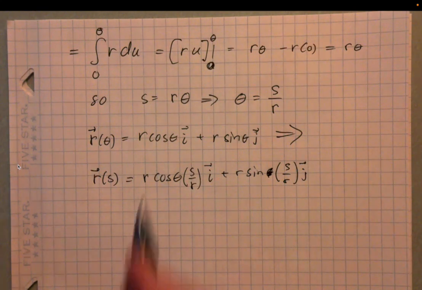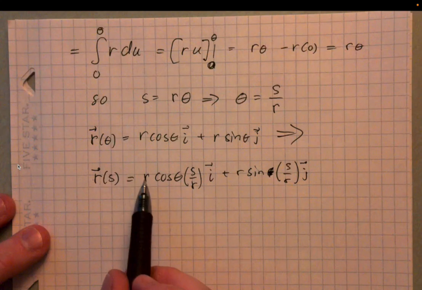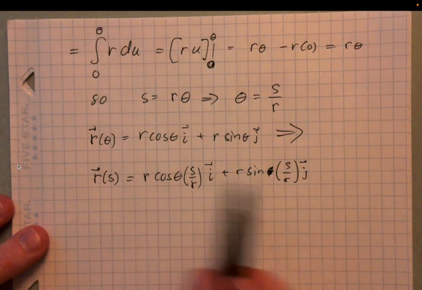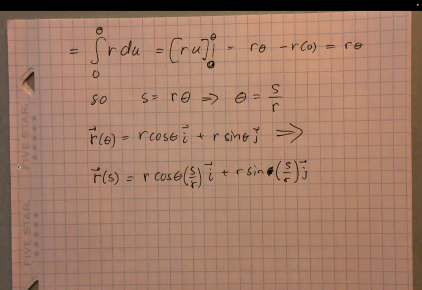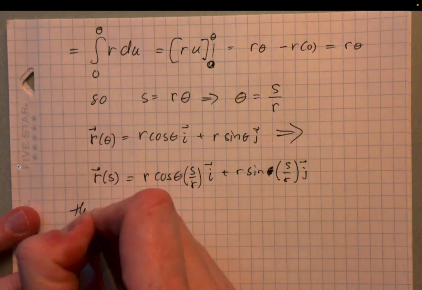Now remember, this is a little confusing because the function is named r, but this little r in here is just the radius, right? So don't be confused by that. Okay, now we have the vector valued function parameterized in s, and so we can differentiate it and use that result to find the curvature. So what do we need to do? Well, we just need to differentiate this thing.